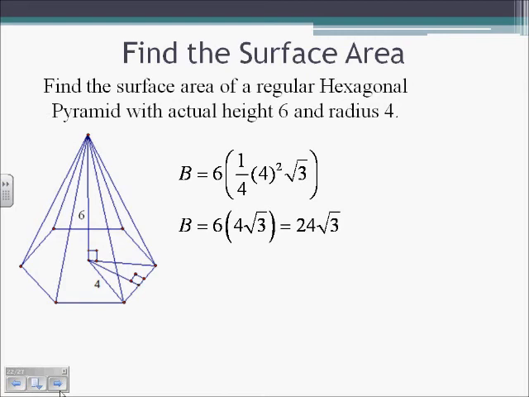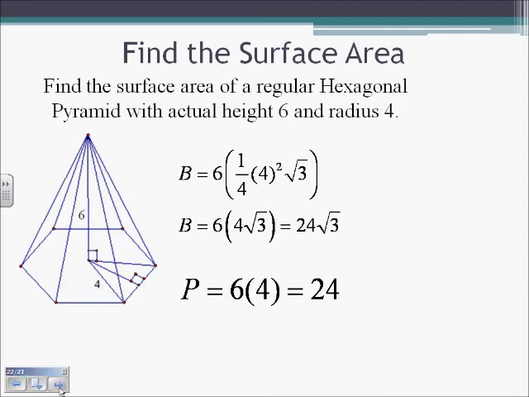Then our perimeter is not too bad to find either. Because this is an equilateral triangle, we know the side length is going to be 4. We have 6 sides, so our total perimeter is going to end up being 24. So then the last thing we need to do is find the slant height. To do that, we're going to need to know the apothem so that we have 2 sides of our right triangle.